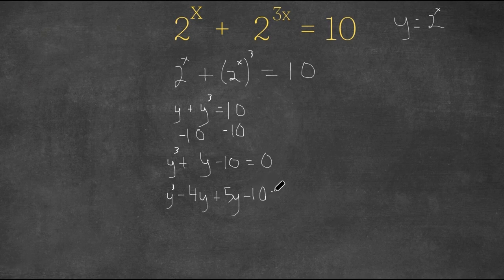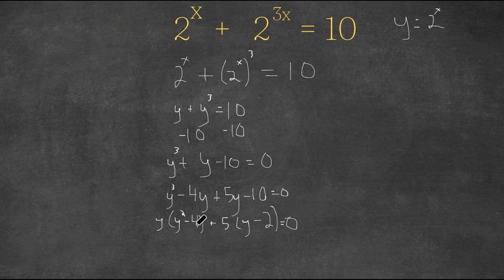And this equals 0. Now, from y to the power of 3 minus 4y, we're going to factor out y. So we get y times y squared minus 4. And from 5y minus 10, we're simply going to factor out 5. So we have plus 5 times y minus 2, since 10 divided by 5 is 2. And all this still equals 0.